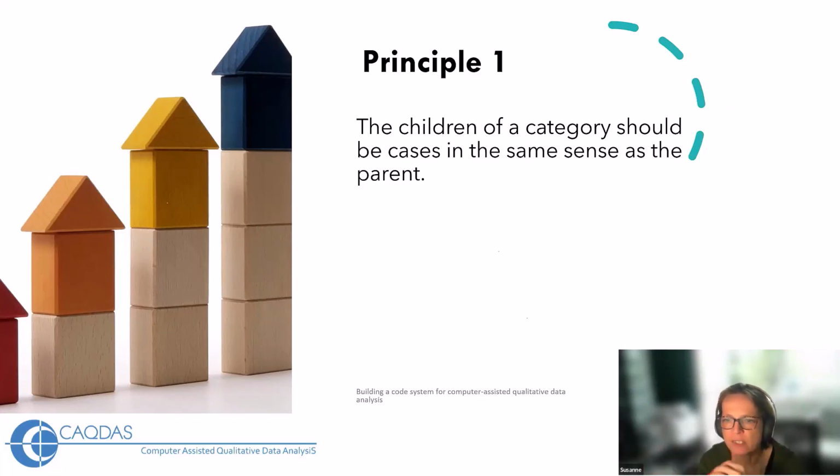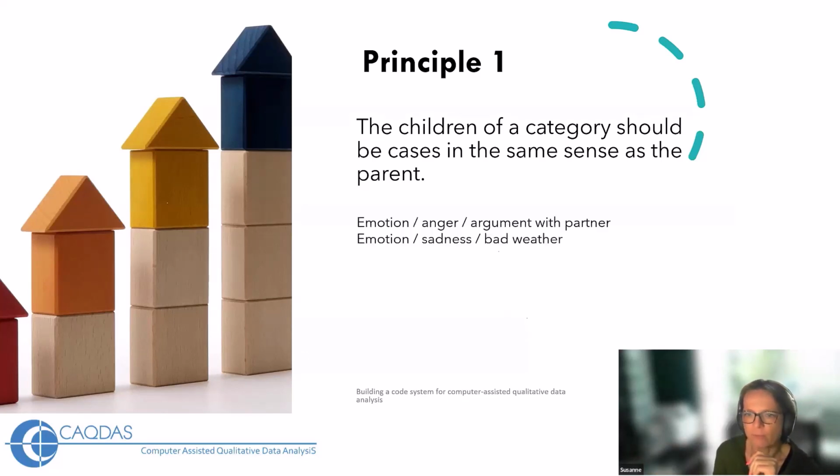Yeah, so we have actually seen that with the last example. If you look here at emotion and anger, and then you're angry because you had an argument with your partner, or you're sad because the weather is bad, we're already mixing up things again. The argument with your partner is not the same thing as the parent. It has to do with emotion in a relational way, but this is not how we code.